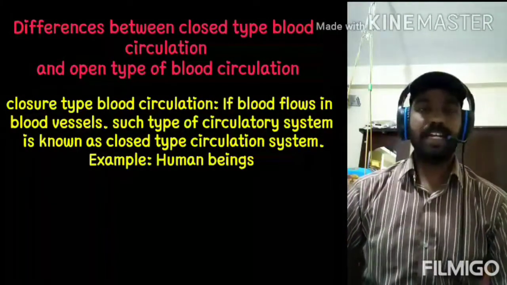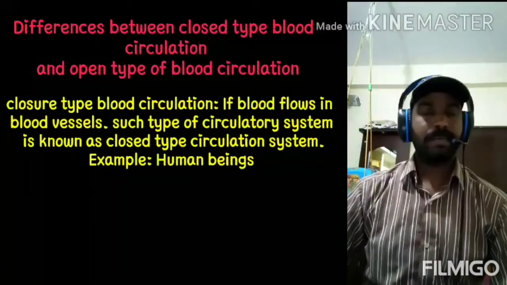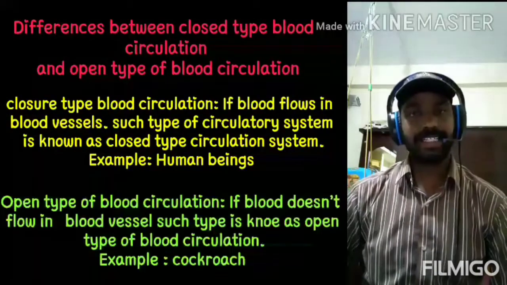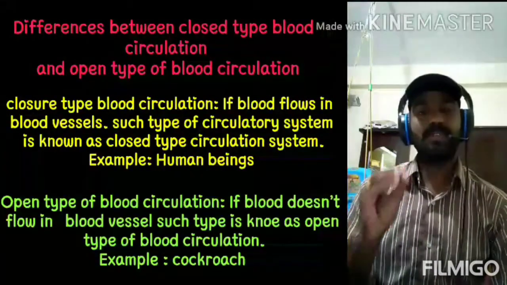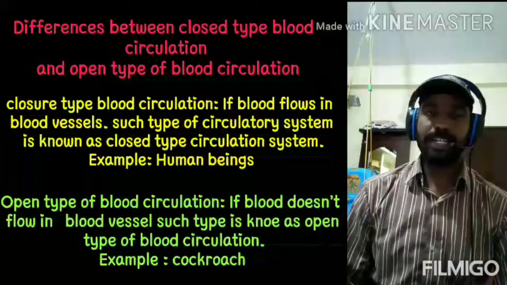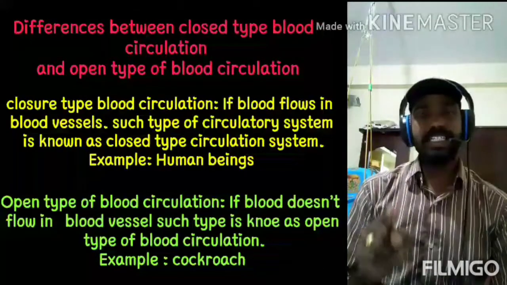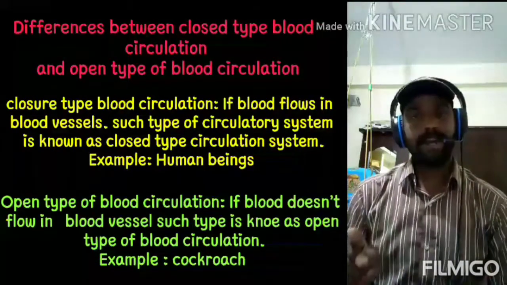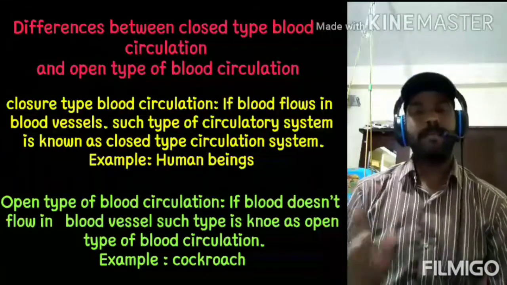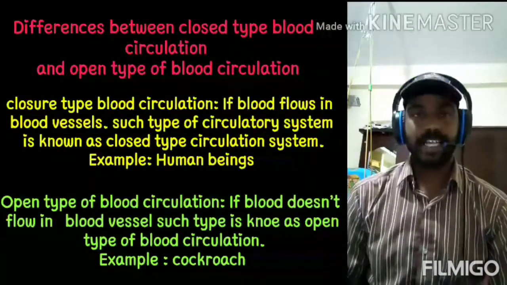Our next topic is the differences between closed type of circulation and open type of circulation. Commonly in our body, blood flows in blood vessels. But in other animals, for example insects, blood does not flow in blood vessels. So it is called open type of circulation. Blood flowing in blood vessels is called closed type of blood circulation. Blood not flowing in blood vessels is called open type of circulation.